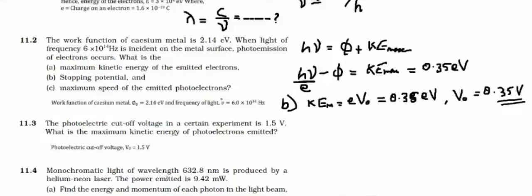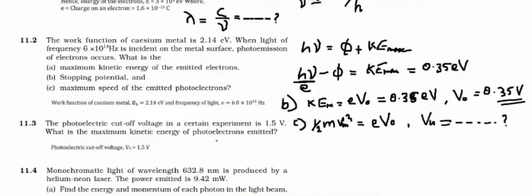Then maximum speed of emitted electrons. Maximum speed you can calculate using the formula half m v max square. Half m v max square is equal to Ke max, that is eV naught. So cross multiply this equation and find the value of maximum speed.